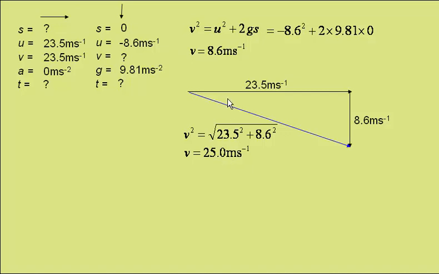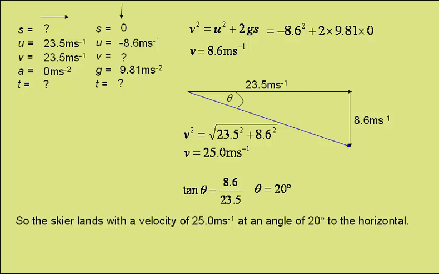To find the angle theta, well, tan theta is equal to 8.6 over 23.5, meaning theta is 20 degrees, the same angle that the skier started off at. So the skier lands with a velocity of 25 meters per second at an angle of 20 degrees to the horizontal.